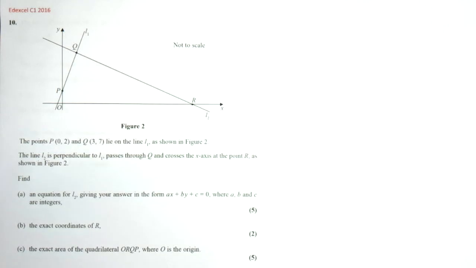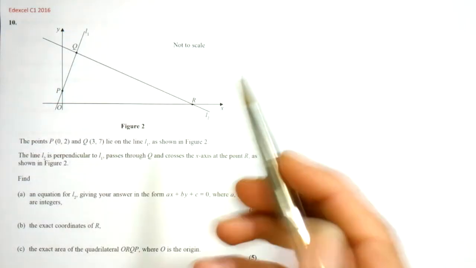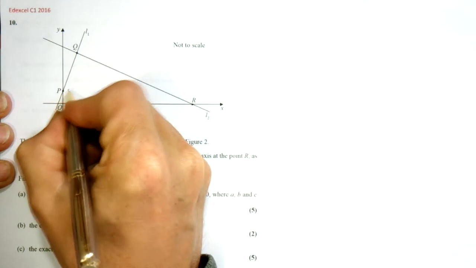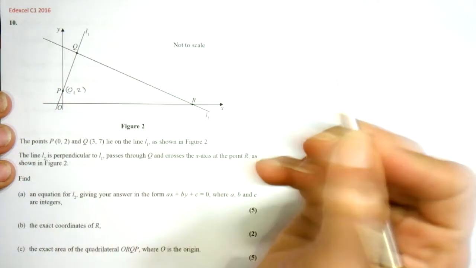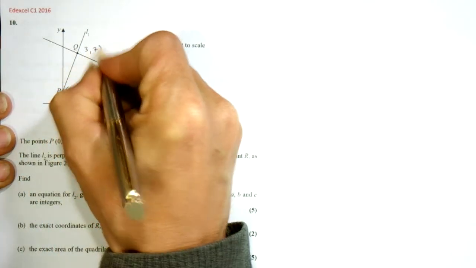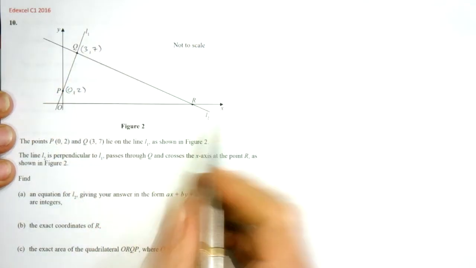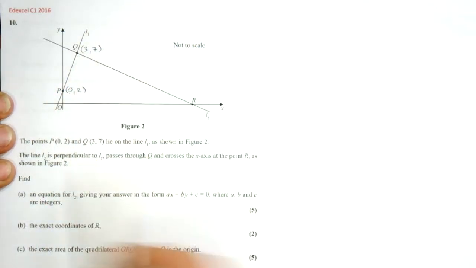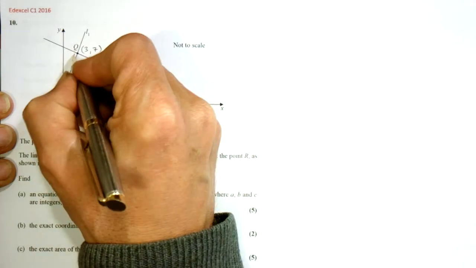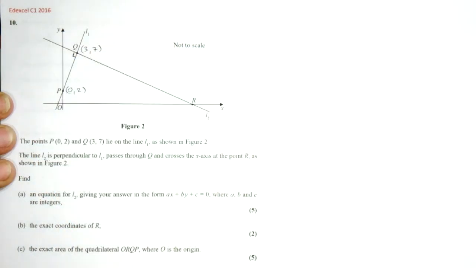Looks like a bit of coordinate geometry. P and Q, let's put those numbers on our little diagram: (0, 2) and (3, 7). And they're on L1, this one. L2 is perpendicular, so let's put a right angle on there too. It doesn't quite look like it.